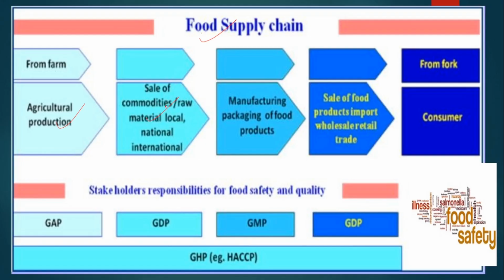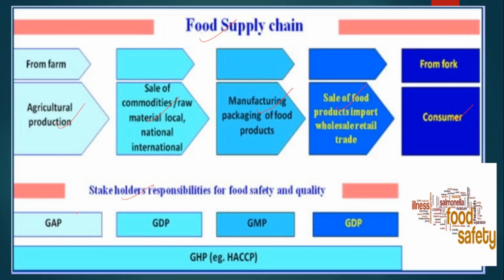It involves the sale of the raw materials on local, national and international levels. Next is the manufacturing and packaging. Food products are manufactured and packaged. Next is the sale of food products. Food products are then sold through import, wholesale or retail channels. Consumers. Ends with fork, indicating that the final consumer receives the product.